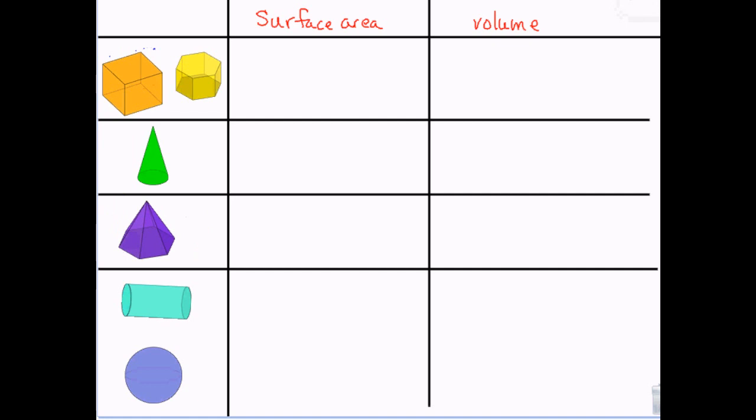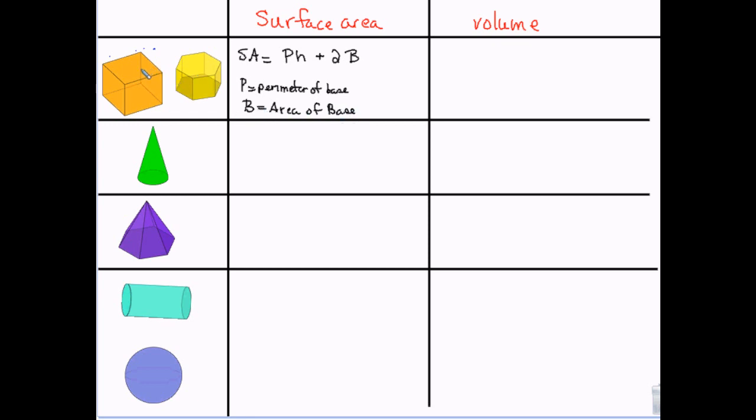All right, so for any prism, the surface area is going to equal the perimeter of the base times the height plus 2 times the area of the base. So P is perimeter of base. And B is the area of base.